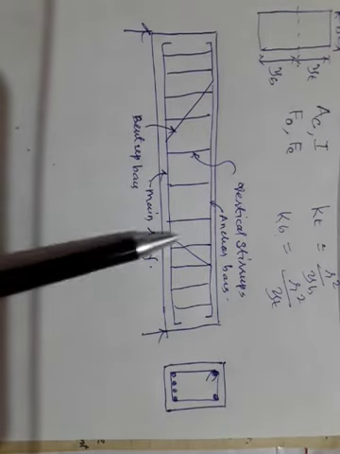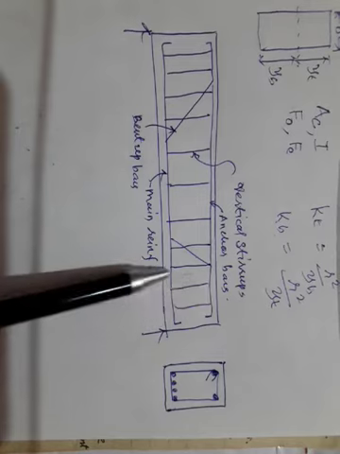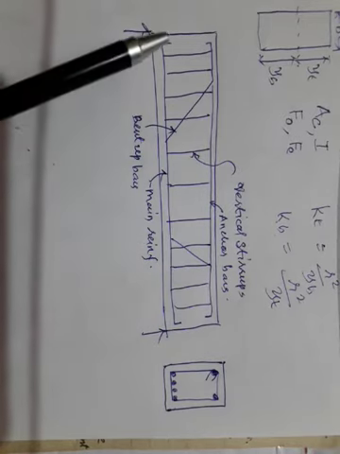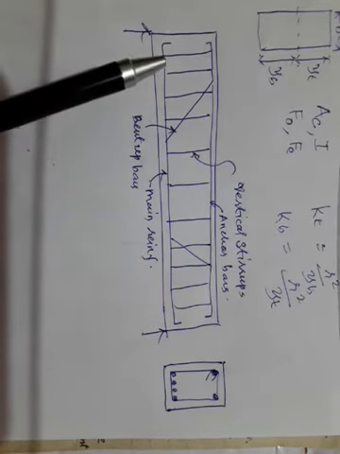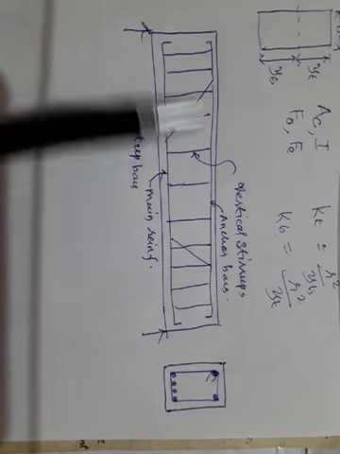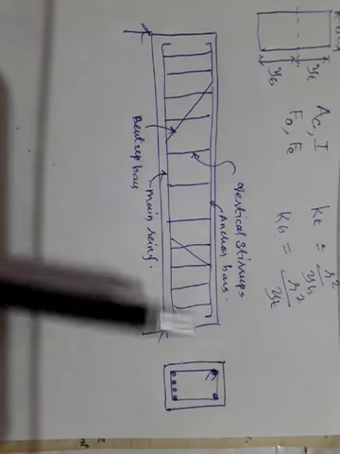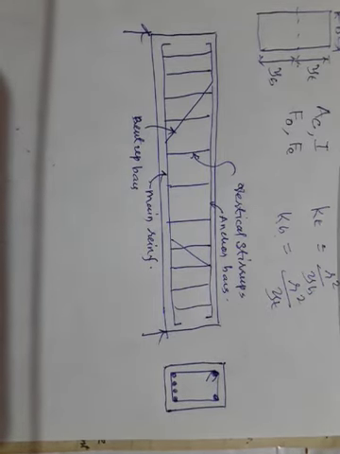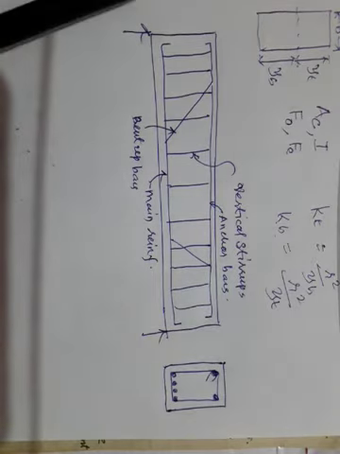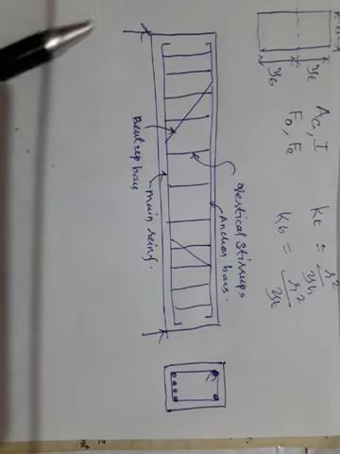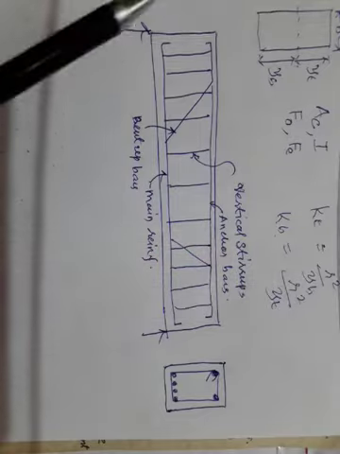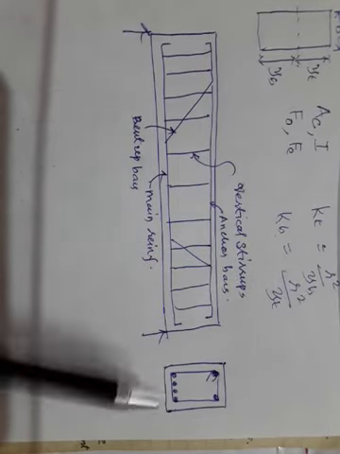Your IS code says that minimum stirrups should be provided in your RCC beam. That is what your IS code says. Accordingly, your RCC beam is going to be designed. Now, this is all with respect to how we take care of shear in case of RCC beams.